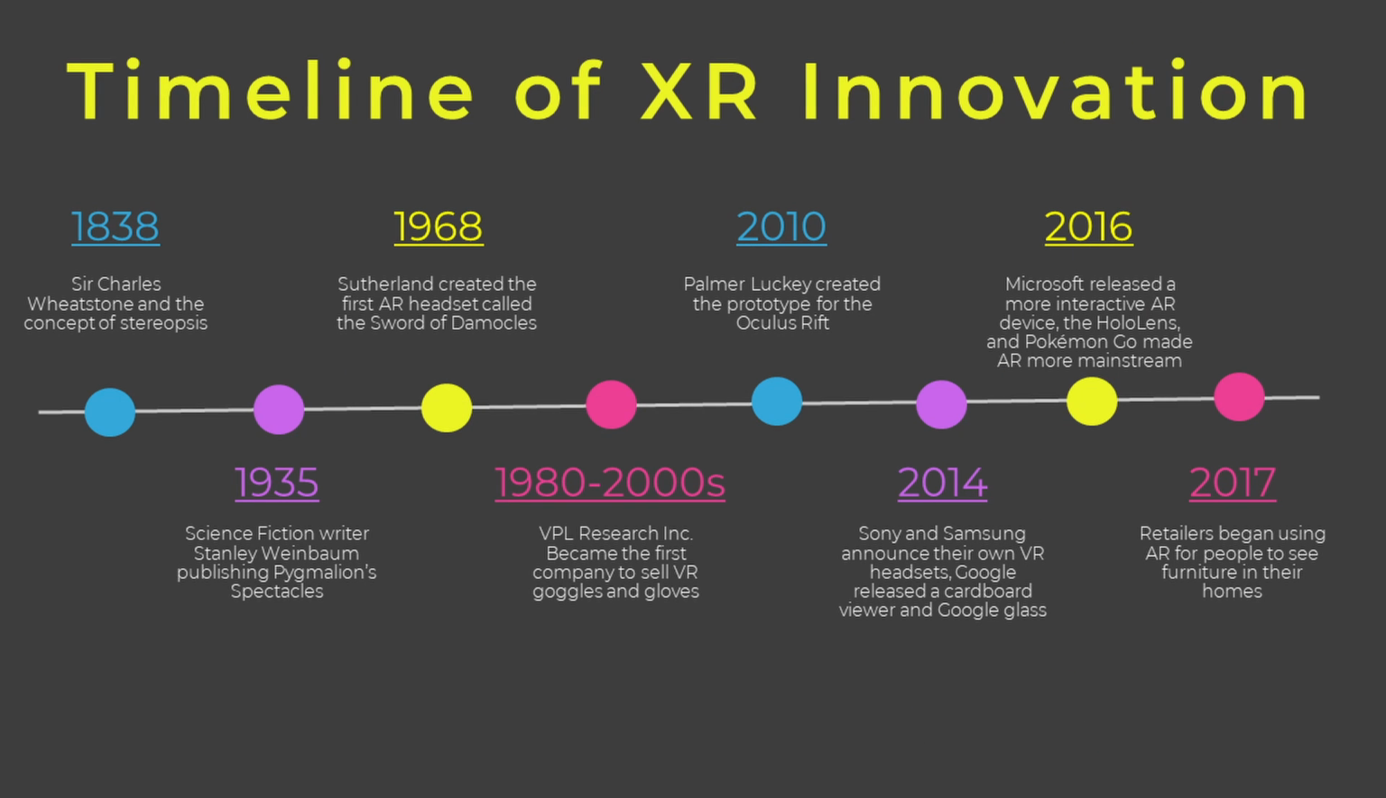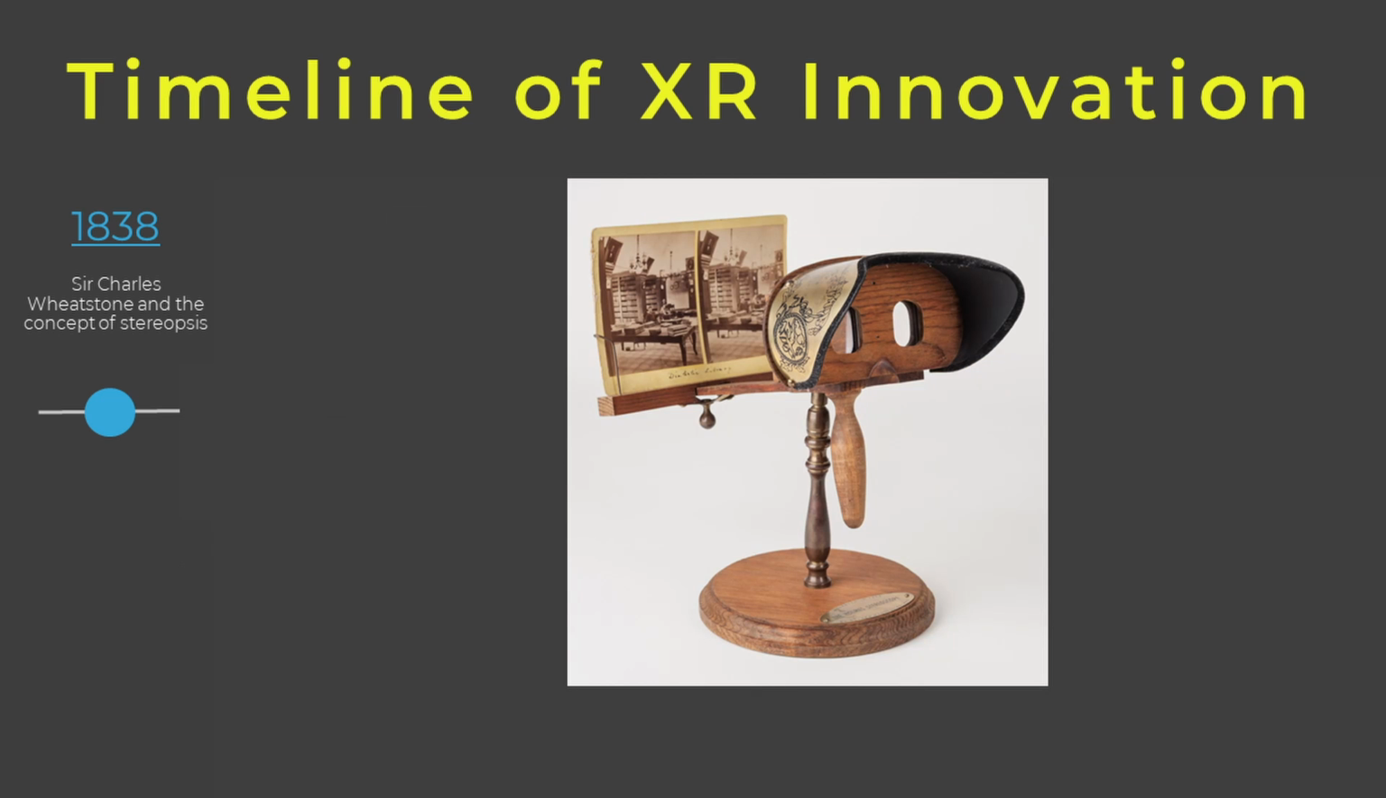Now that you know the basics of the technology, here's a little background on the history. The history of XR starts back in the 1800s when scientist Sir Charles Wheatstone outlined a new concept called stereopsis, in which the brain combines one image from each eye into a single 3D image. This led to the first stereoscopes, a device that took a pair of images and turned them into a 3D image with the illusion of depth.